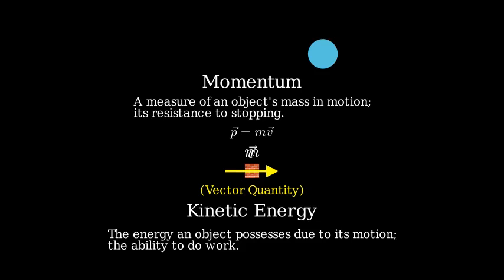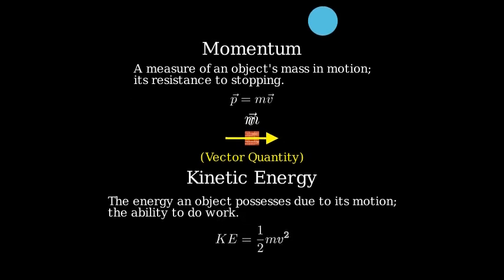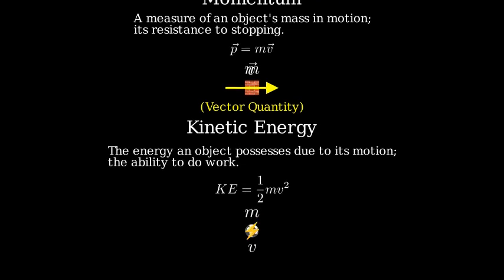Kinetic energy is the energy an object possesses because it's moving. It represents the object's capacity to do work as a result of its motion. The formula for kinetic energy, often abbreviated as Ke, is 1/2 times the mass m times the velocity v squared. Like momentum, it depends on mass and velocity.